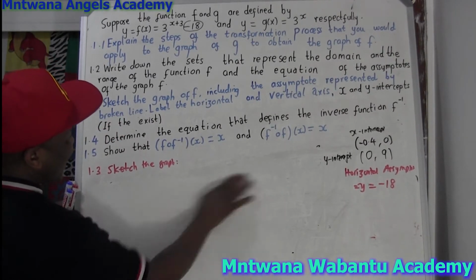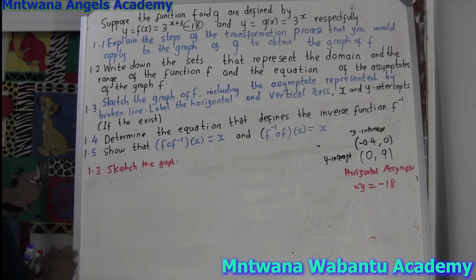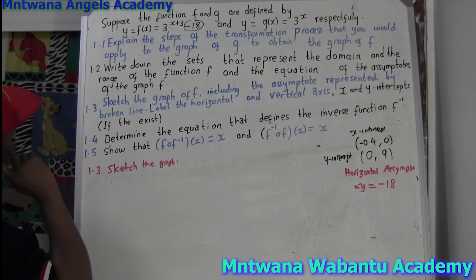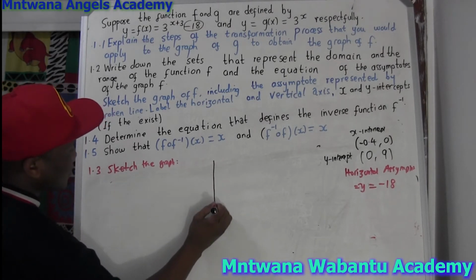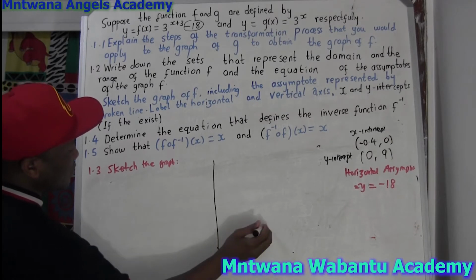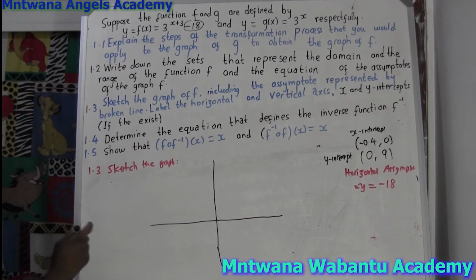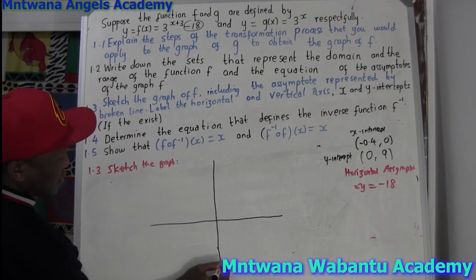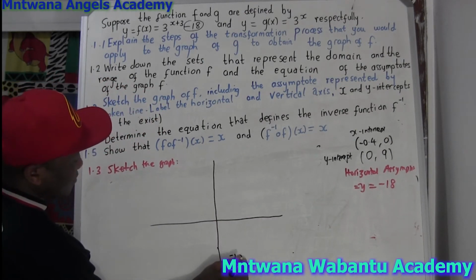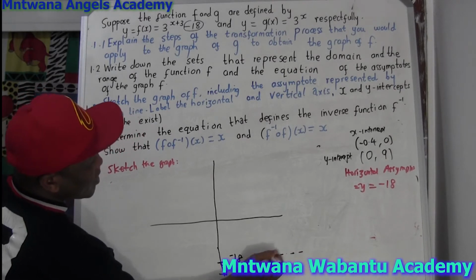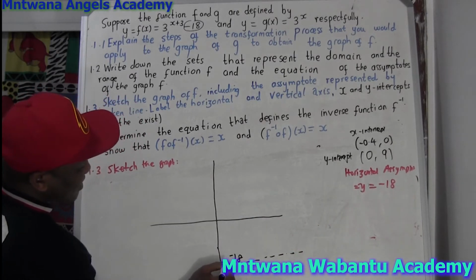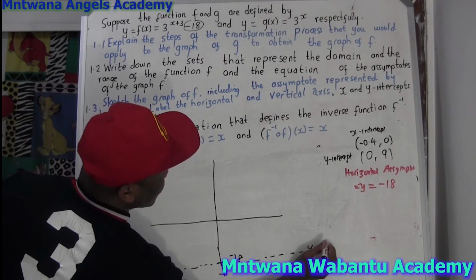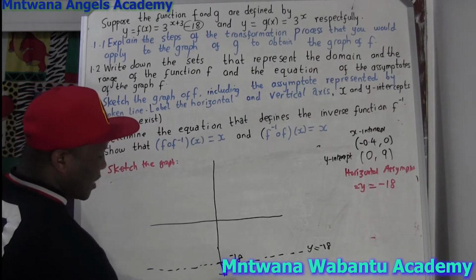So both x and y-intercept do exist. Okay, now let's sketch the graph. Always start with the asymptote. Let's say this is negative 18. Remember, the horizontal asymptote is drawn with a dashed line, which is y equal to negative 18. Okay, cool. Now let's go for the next one.